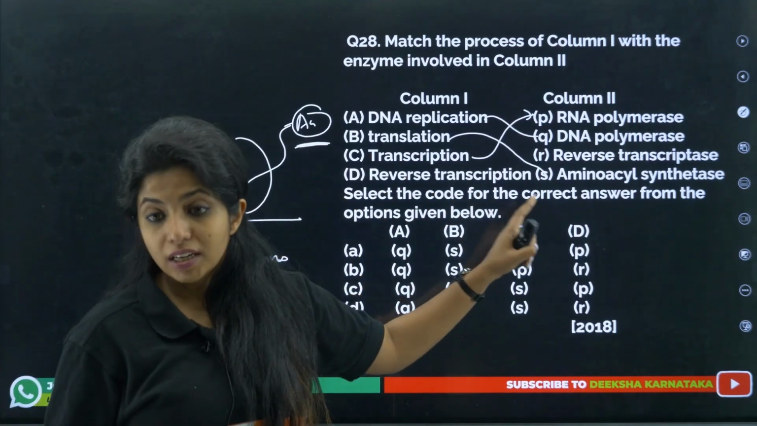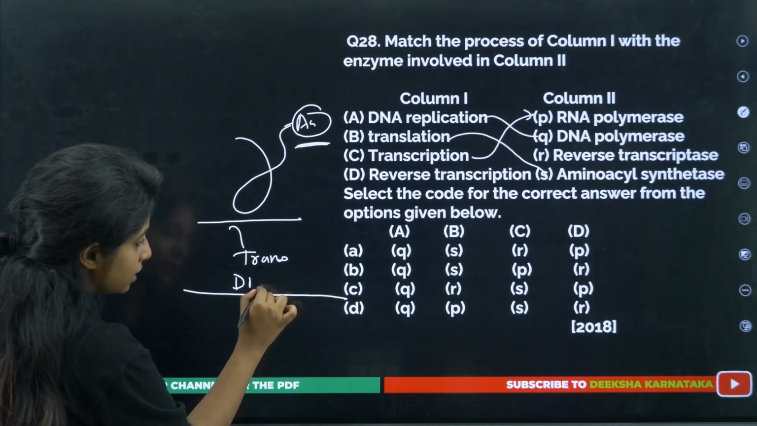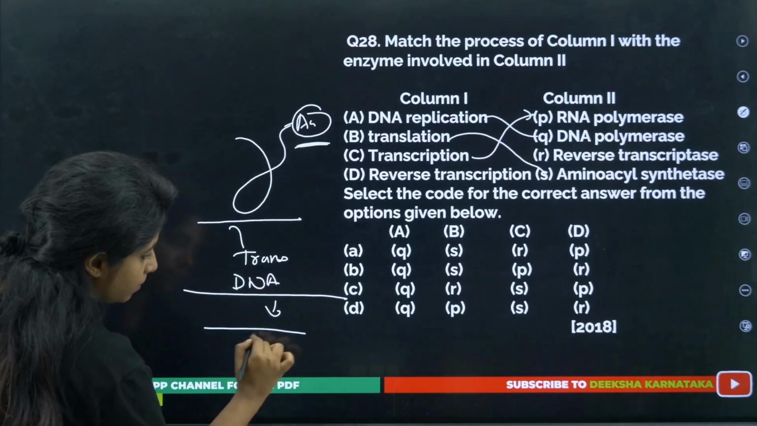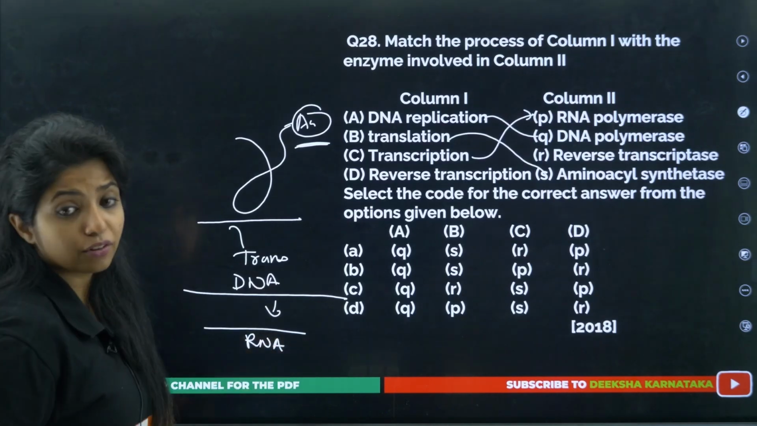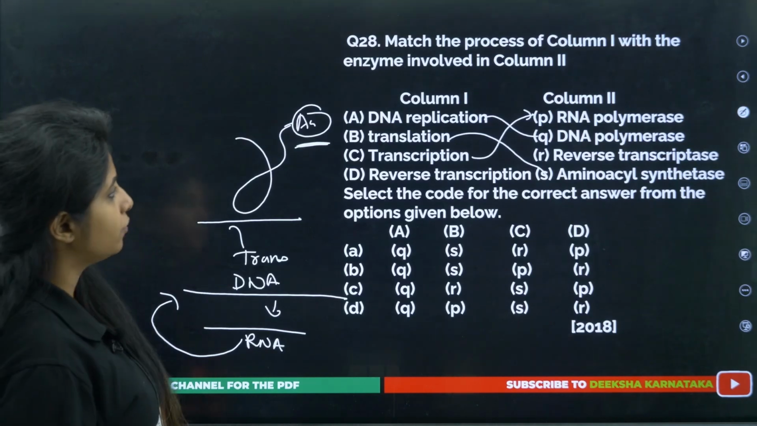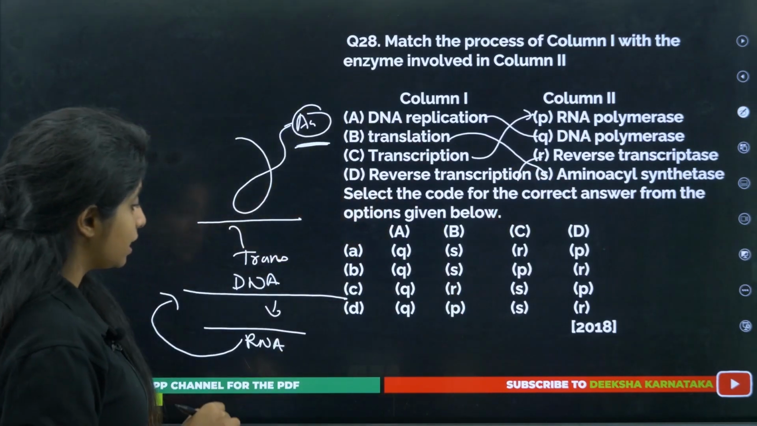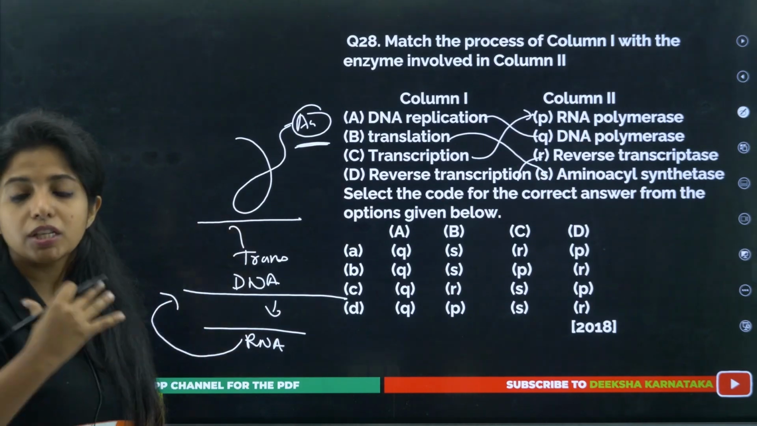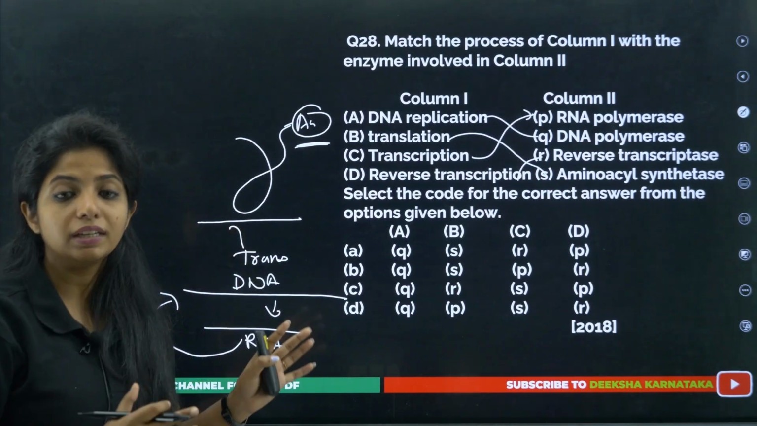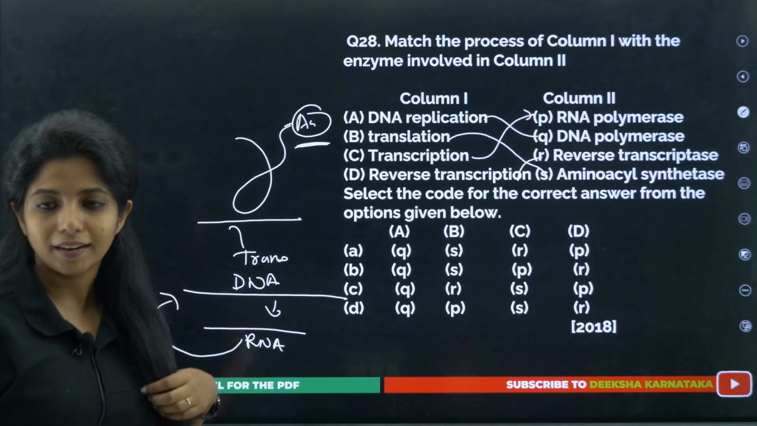Reverse transcription is a process where, usually what happens, you have DNA. This DNA helps in the formation of RNA. In the case of reverse transcription, RNA is going to form DNA. So that is kind of different. So for this you need an enzyme that is known as reverse transcriptase. So reverse transcription needs reverse transcriptase, which is used in HIV. You might be knowing about that, right?